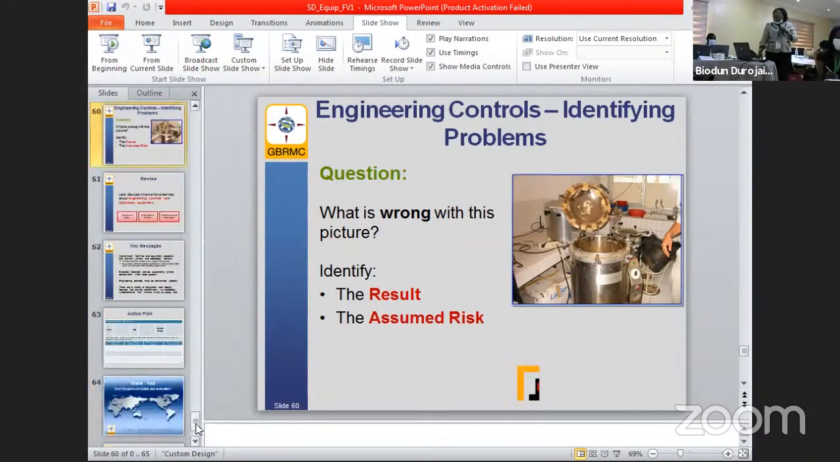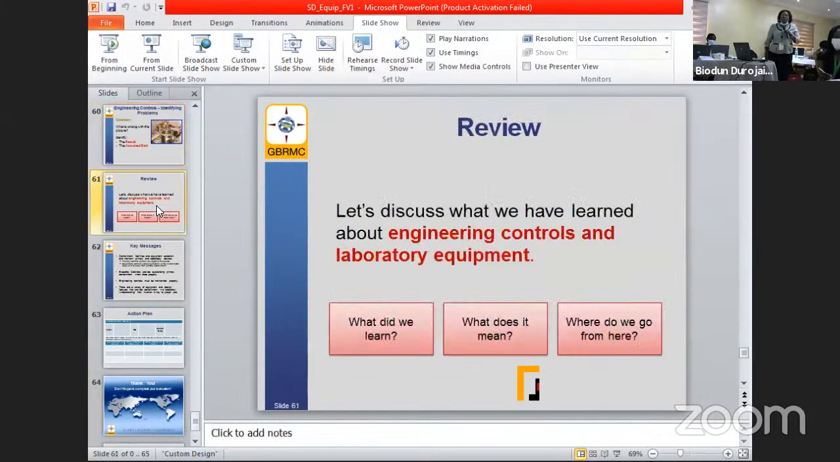So on that note, as a review, let us discuss what we have learned about engineering controls and lab equipment. What did we learn?